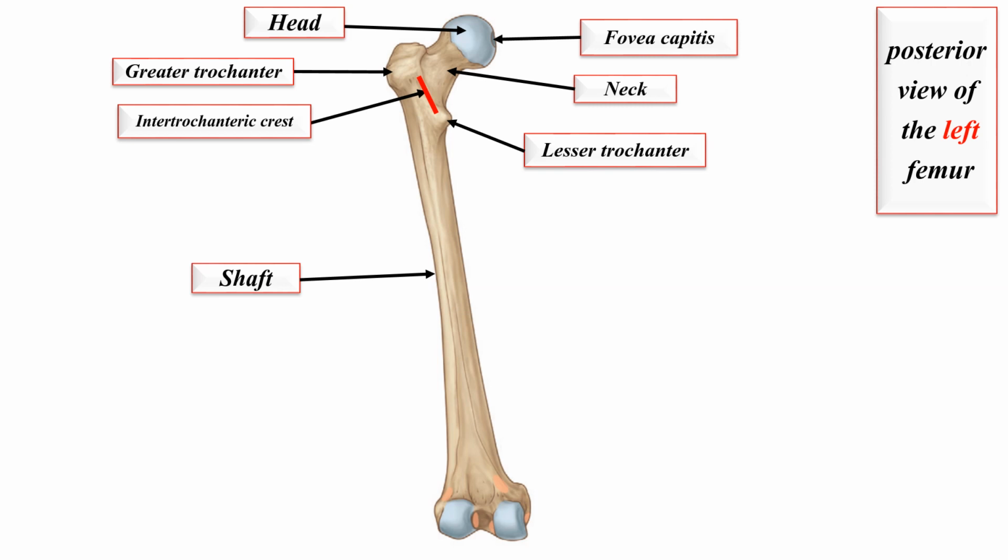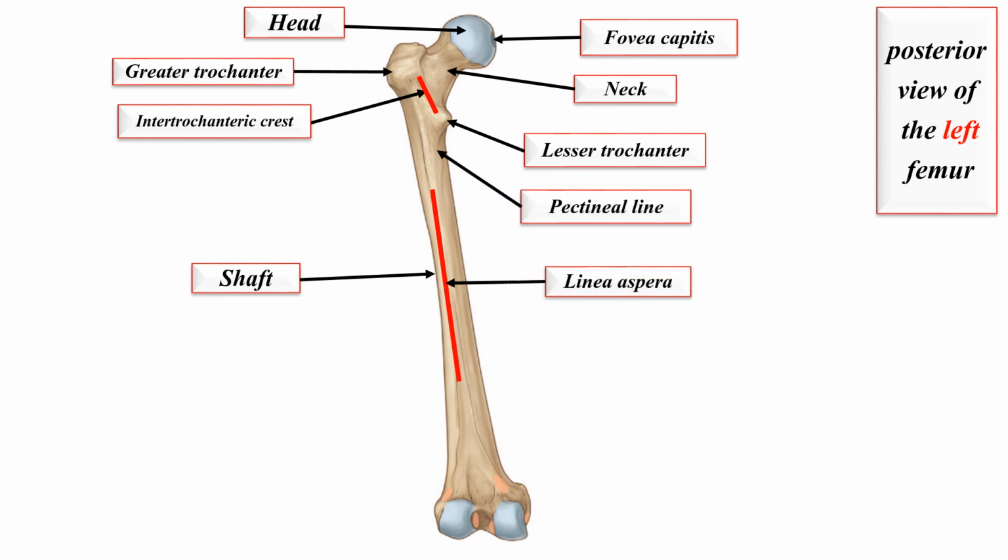In the shaft of the femur, there is a vertical ridge in the middle third of the shaft. It is called linea aspera. It is strong, at the mid-third of the concave posterior surface of the shaft. This linea aspera diverges superiorly and inferiorly, or diverges above and below. This is the pectineal line or the spiral line.